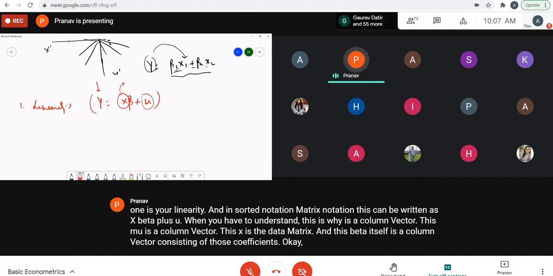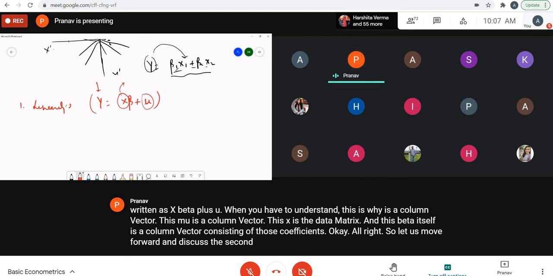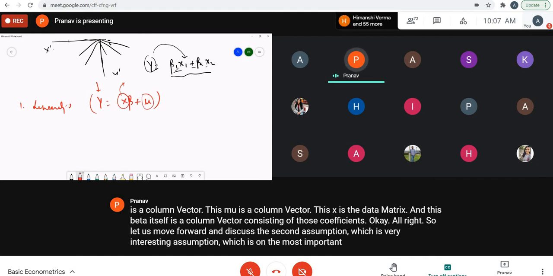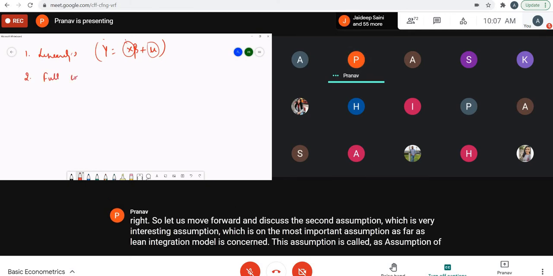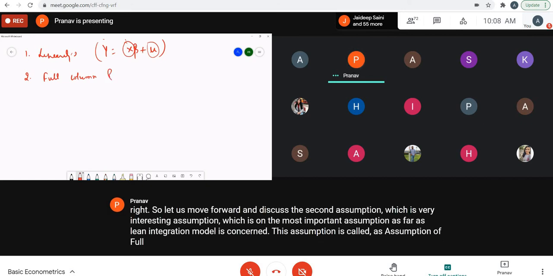Okay, all right. So let us move forward and discuss the second assumption, which is a very interesting assumption, which is one of the most important assumptions as far as linear regression model is concerned. This assumption is called the assumption of full column rank. Now, what do you understand by rank of a matrix?